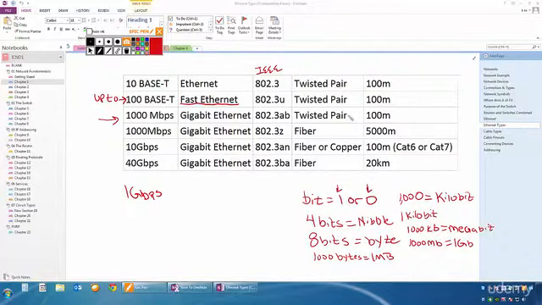And I can do 1 gigabit per second either on twisted pair or fiber. And then, of course, I have up to 10 gigabits per second and 40 gigabits per second. Most likely, yours is only going to be doing 100 megabits per second, which is all you need. I mean, technically, you only need 10 megabits per second for your labs.